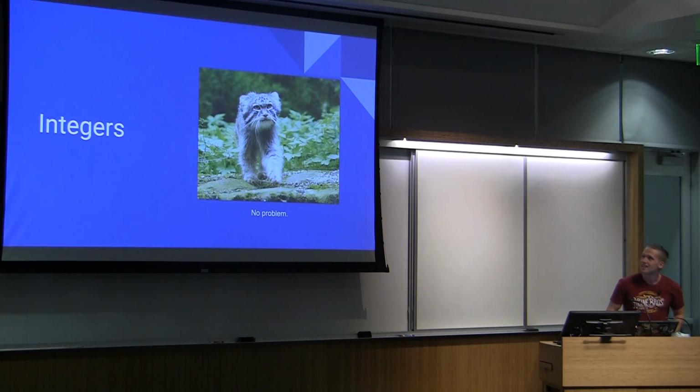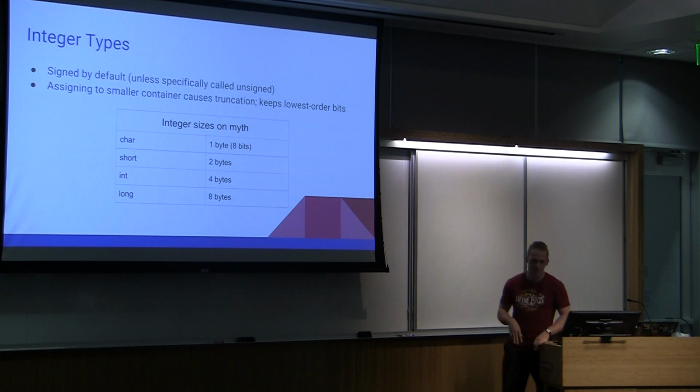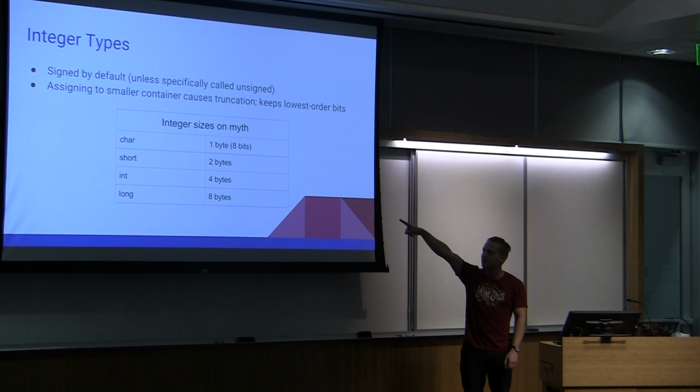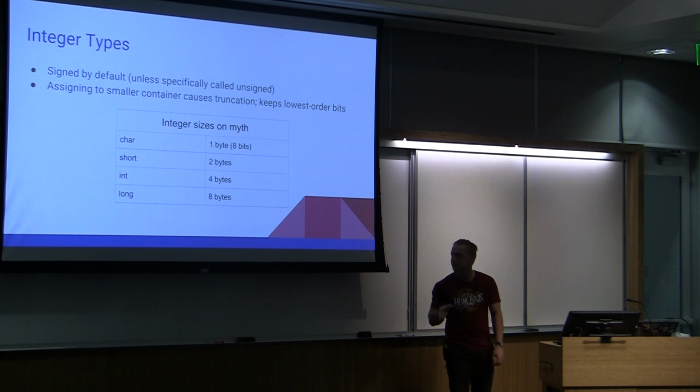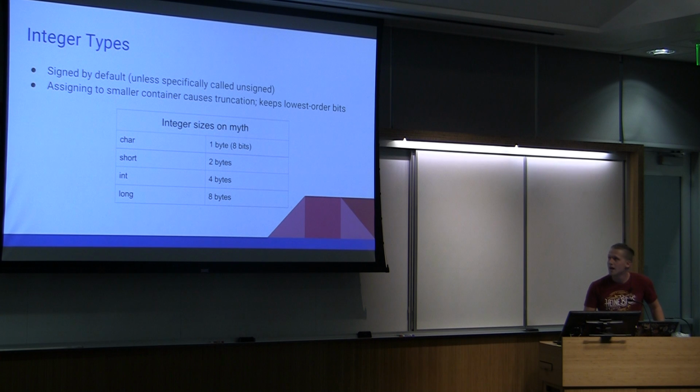Okay, so integers should be no problem because you've already seen them before, but just as a review, on myth, the char is the smallest integer type. It's 1 byte. Short is 2 bytes, so 16 bits. Int is 4 bytes, and long is 8 bytes. And all integers are signed by default unless your code says otherwise. So if you say just char and not unsigned char, then the compiler assumes you want a signed number.